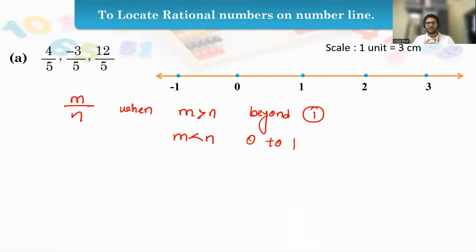Sign का मैं यहाँ पे consideration नहीं कर रहा हूँ, like that. So let's say for example, if we look at this 4 by 5, this number 4 by 5 will be in between 0 to 1, because the numerator is smaller than the denominator, right? So this number will lie in between 0 to 1. Similarly, -3 by 5 is also going to be in between 0 to 1, but it will be in between 0 to -1, because it has negative sign. तो समझ में आ रहा है? I hope you are able to relate them.